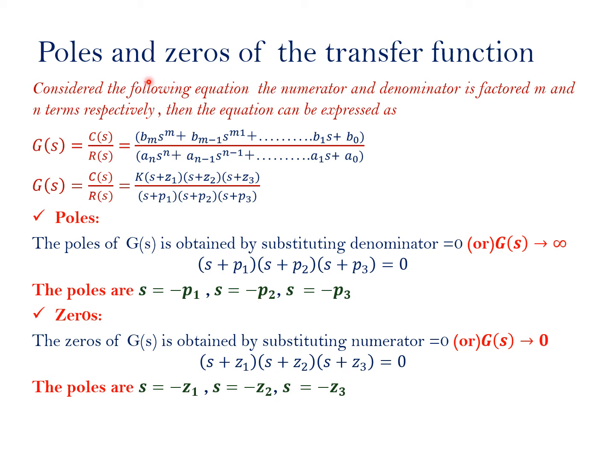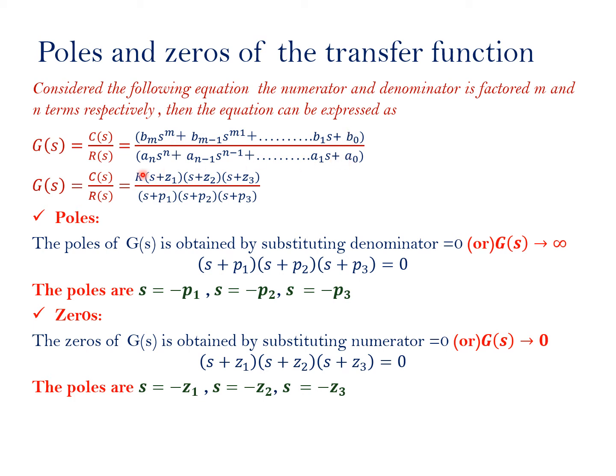Next, I am going to explain poles and zeros of the transfer function. So consider the following equation. The numerator and denominator are factored into m and n terms respectively. Then the equation can be expressed as follows. Already in the previous slide I explained what G(s) is. G(s) is C(s) divided by R(s), which is b_m s^m up to b_0 over a_n s^n up to a_0.